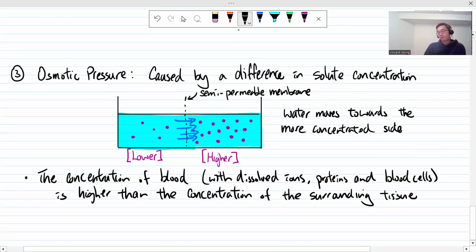So does this draw fluid into the vessels or does it push it out? Is it going to cause fluid to move into the capillary or move out of the capillary?